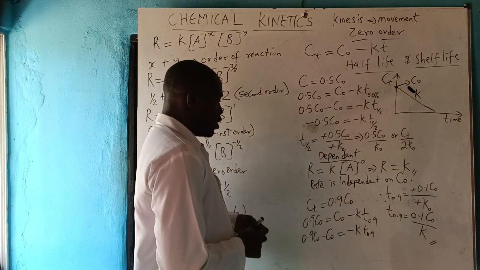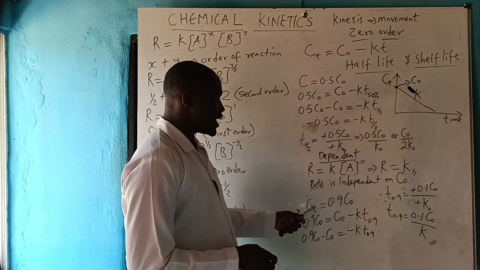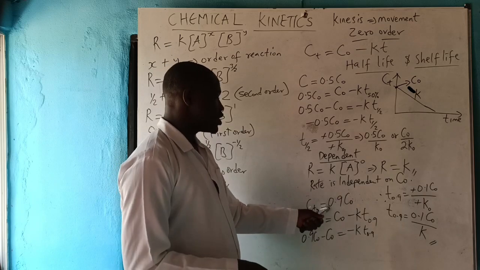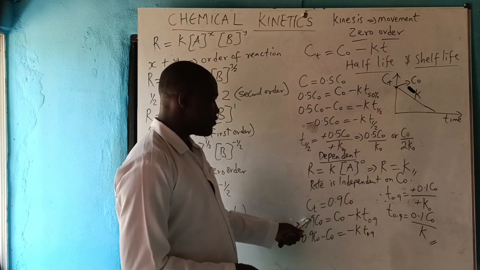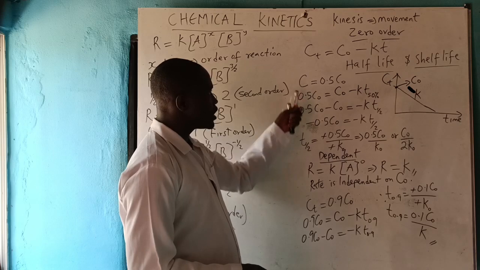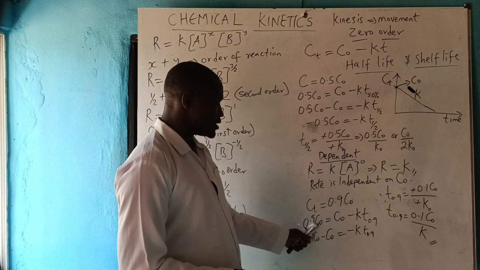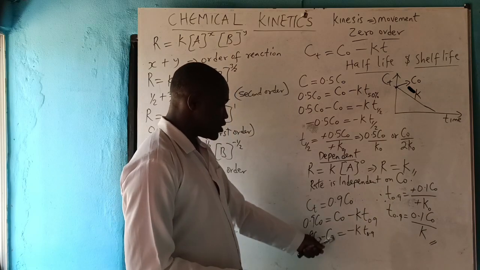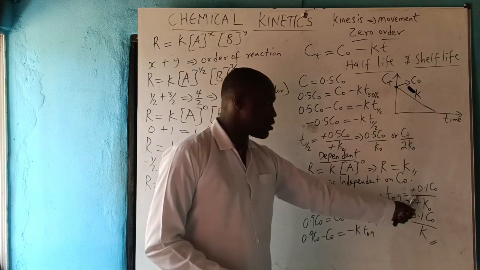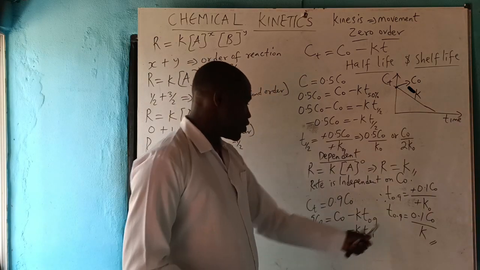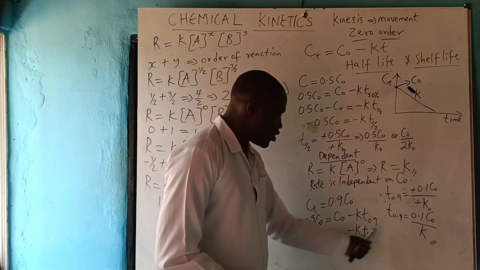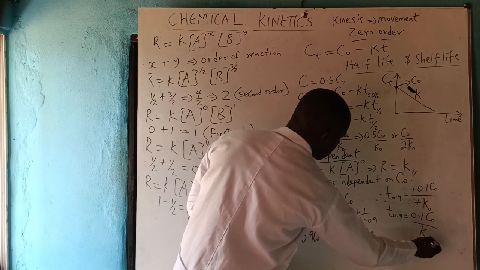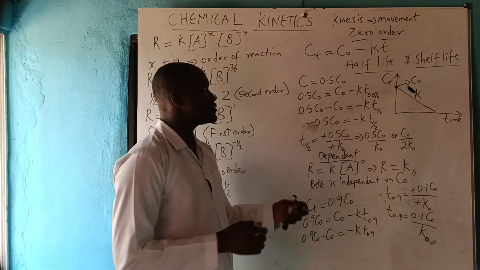Now we also went ahead to see how to get it. It means 10% has been lost, so CT will be replaced with 0.9 CO, equal to CO minus K T 0.9. So this minus will give you minus 0.1 CO. Then we divide it by minus K, so that we get the value of the shelf life. So that is for this.